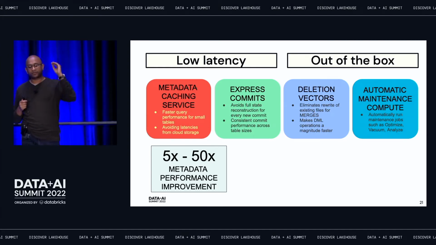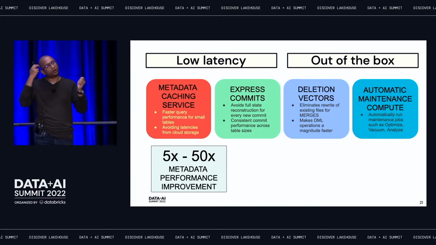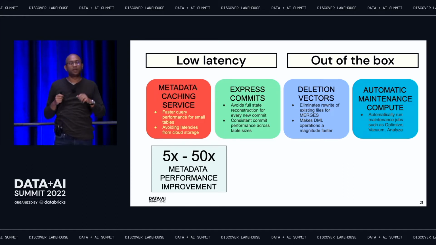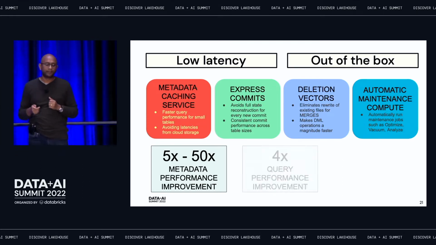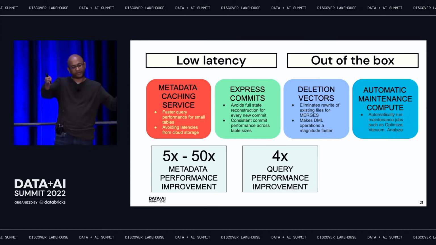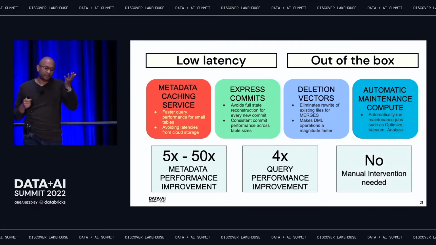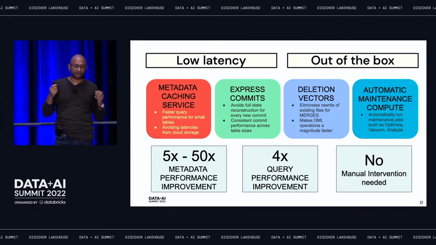So for example, with metadata caching service and express commits, we are seeing anywhere from 5x to 50x metadata performance improvement. This 5x to 50x slider depends on the size of the table. So for really large tables, we are seeing some dramatic improvements. And then, of course, if the table is small, then the time it takes to commit wasn't that slow anyway. So the improvement is small. Overall, the query performance improvement that this 5x to 50x translates to is about 4x. And these are preliminary results, but they're still very, very exciting.